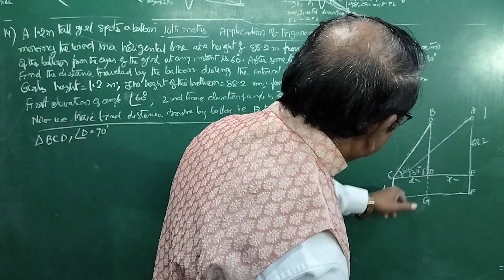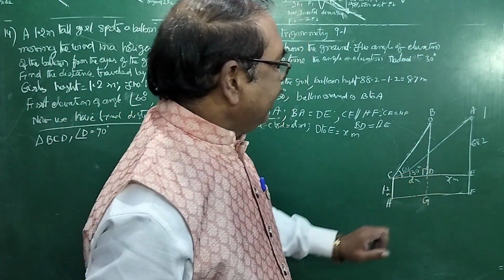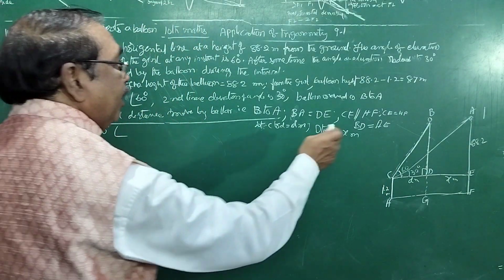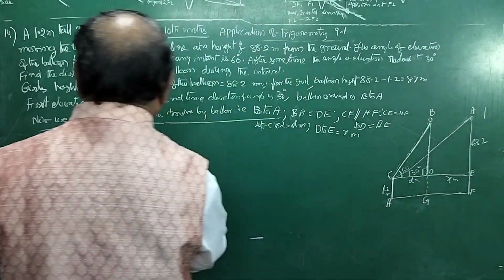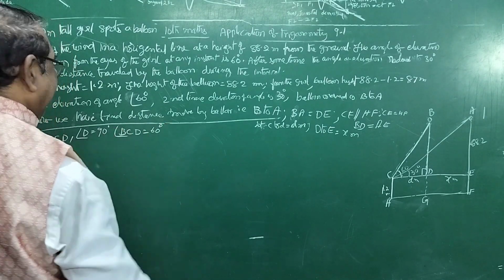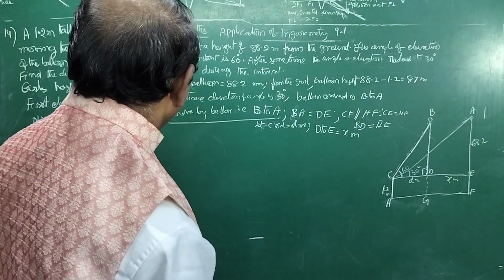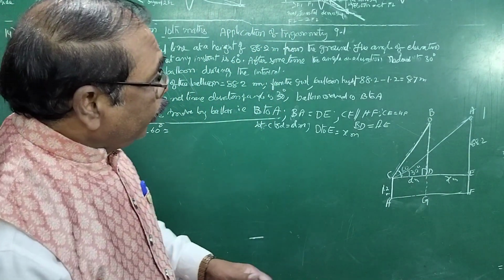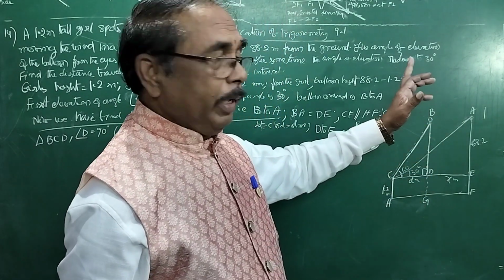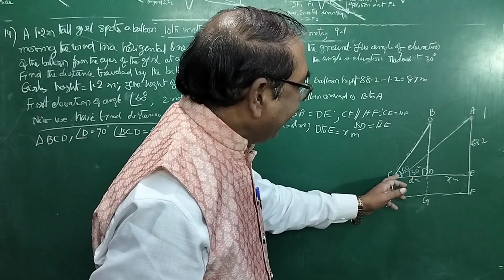First triangle, let us see, BCD. In this triangle, angle D is equal to 90 degrees. Angle BCD is equal to 60 degrees. What we have to find out? You see this height BD, the height of the balloon, and also we have to find out this side.